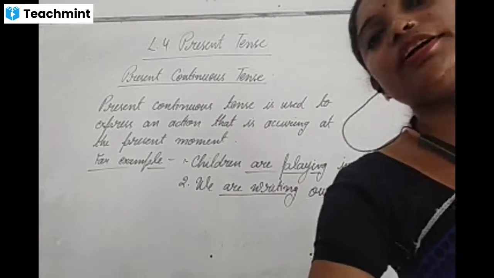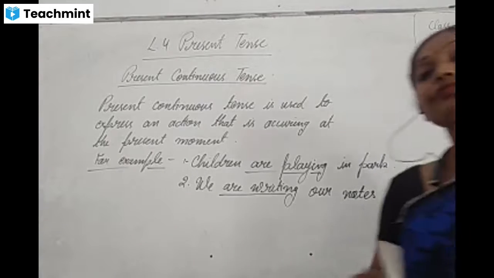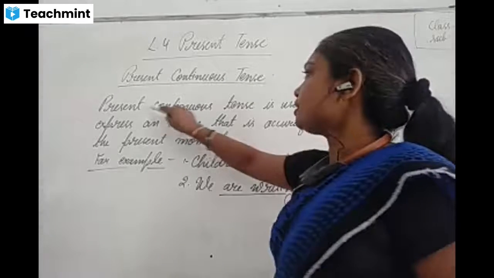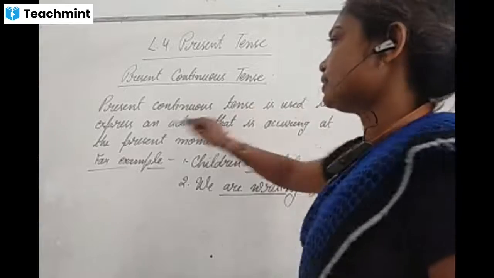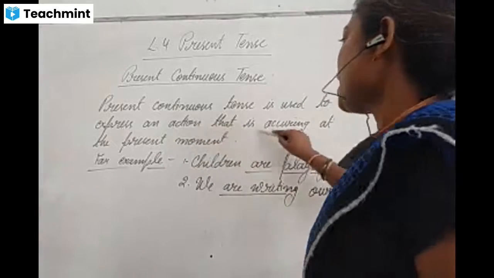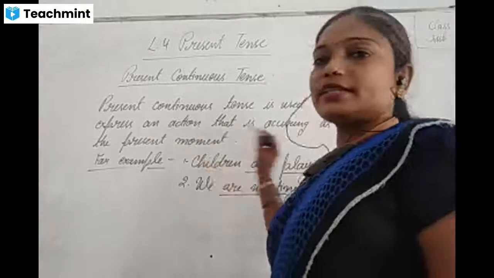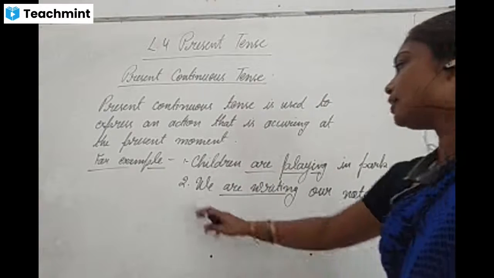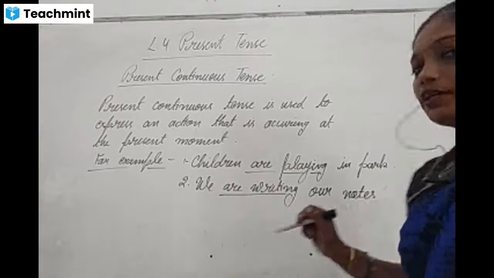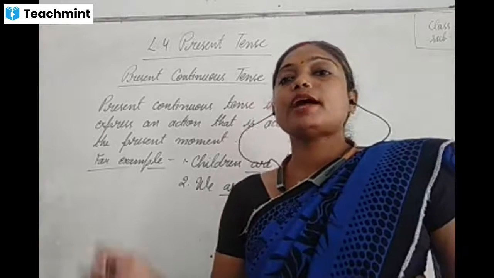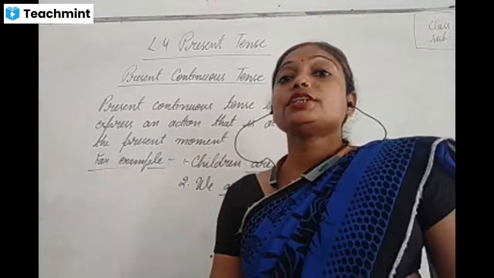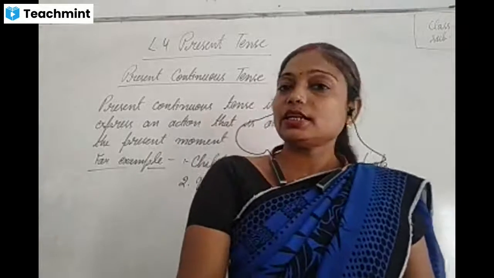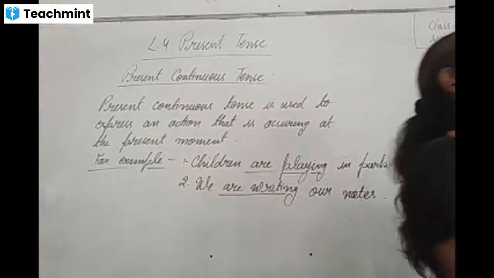Ma'am, your video is not coming. Yes, ma'am. See, present continuous tense is used to express an action that is occurring at the present moment. For example, children are playing in the park. We are reading in our house. It is raining outside. My mother is cooking in the kitchen. Children are watching TV. My grandfather is reading the newspaper. Anything you can write.